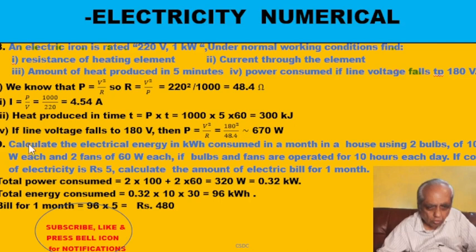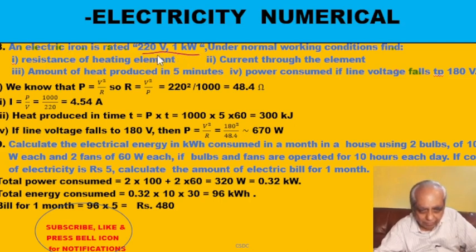So go now to question number 8. In question number 8, it says an electric iron is rated 220 volt, 1 kilowatt. 1 kilowatt means 1000 watt. Under normal working, find the resistance of the heating element. I have explained to you that power is V square upon R, so whenever a rating is given, R is equal to V square upon P. So R is V square upon P, V is 220, power is 1000, and I will get the resistance. So I know the resistance now.